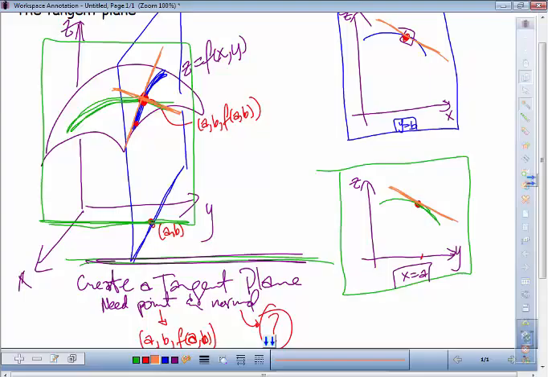So are we good with that idea? All right. So let's think about this. I have a line. I want a vector.